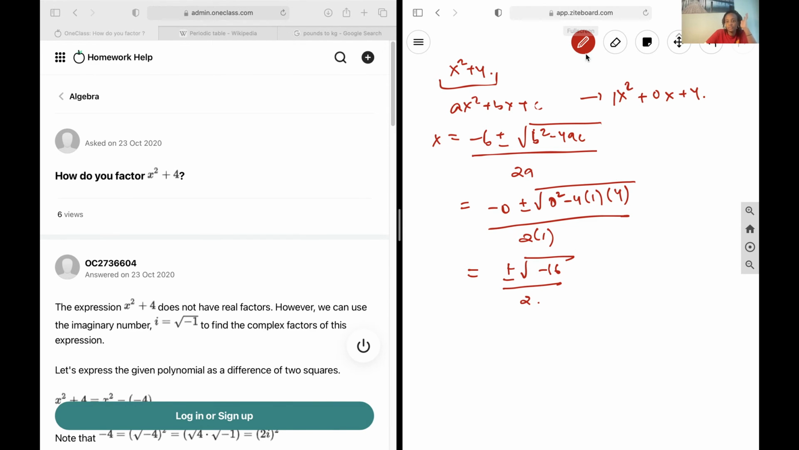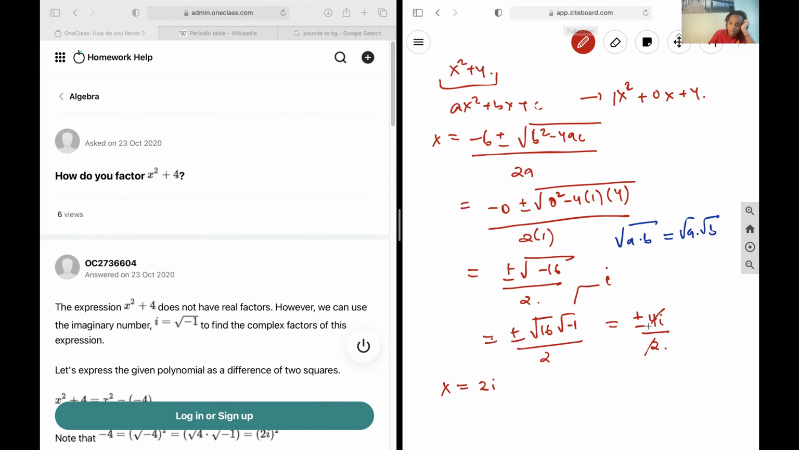Now what we can do is use the fact that the square root of a times b is equal to the square root of a times the square root of b. And so what we're going to do is rewrite this as the positive or negative square root of 16 multiplied by the square root of negative 1, all over 2. We know square root 16 is going to give us 4, so it's going to become positive or negative 4, and square root negative 1 is a special number called i, so it's plus or minus 4i over 2. And so that gives us the two roots of x is equal to positive 2i, because these cancel to give you 2, or x is equal to negative 2i.